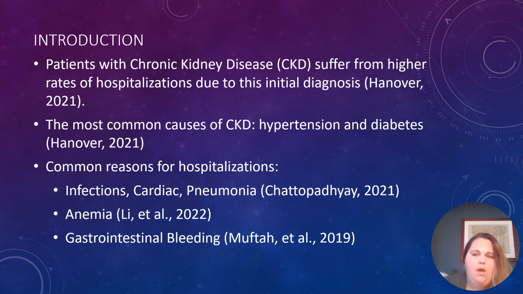Two of the most common causes of kidney failure are uncontrolled hypertension and diabetes. The damage of these two diagnoses can also have repercussions after the diagnosis of kidney failure. Another common reason for admissions to the hospital are due to infections, heart failure, and pneumonia. Anemia and gastrointestinal bleeding are also considered secondary complications to chronic kidney disease.